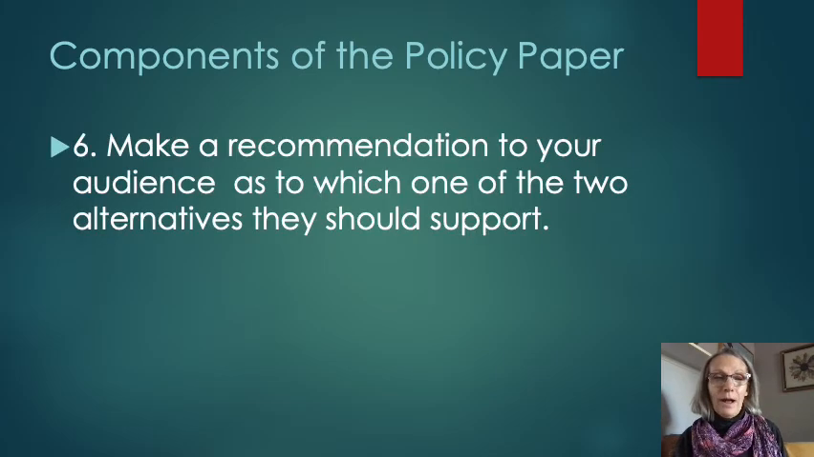And then the final component of the policy paper is to make a recommendation. Of the two policy alternatives that you present, you're going to want to recommend one of the two alternatives to your audience and make a rationale for why they should support the plan that you have selected. Okay. Now, there's a lot more on Canvas that goes into a little bit more detail about these different components, but I just wanted to make sure that you get a sense of what the components are as you're moving into the process of planning to write this paper.